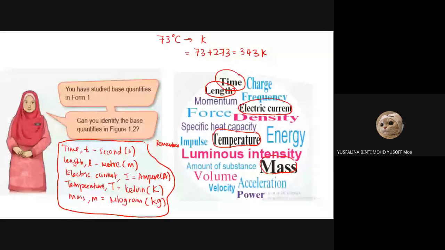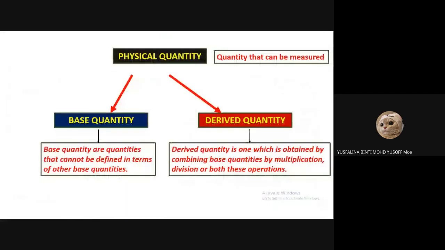For physical quantity, it will be divided into two types. Physical quantity is the quantity that can be measured, anything. I already discussed that before. And physical quantity can be divided into two. The first one we call a base quantity, and the second one we call a derived quantity. So what is the base quantity?